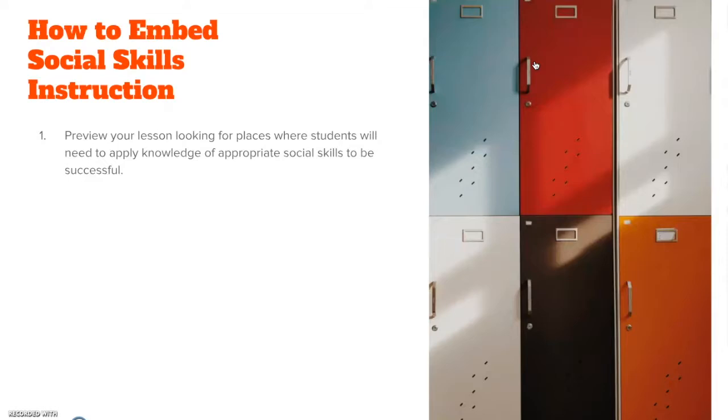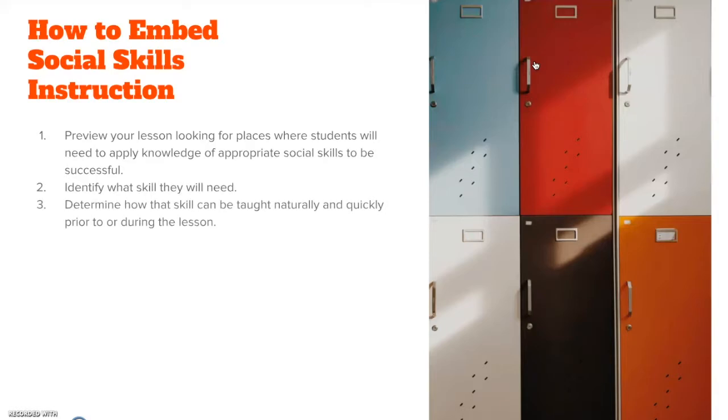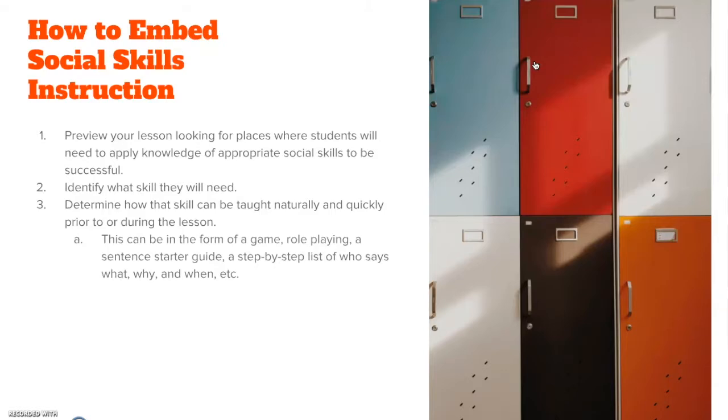Here's how to embed social skills instruction. Preview your lesson, looking for places where students will need to apply knowledge of appropriate social skills to be successful. Identify what skill they will need. Determine how that skill can be taught naturally and quickly prior to or during the lesson. This can be in the form of a game, role-playing, a sentence starter guide, a step-by-step list of who says what, why, and when, etc.